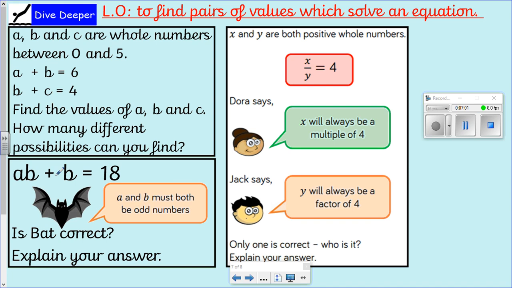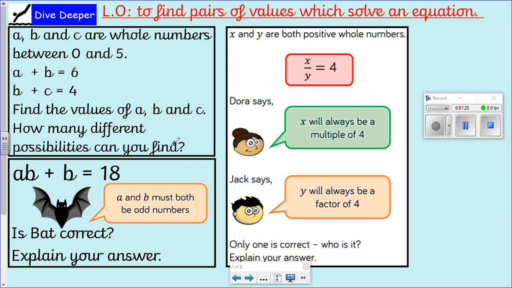Right, dive deeper. If you've made it, just read them carefully. A, B, and C are whole numbers between 0 and 5. You get A and B and add them together, makes 6. B and C added together makes 4. Find the values of A, B, and C. How many different possibilities can you find?